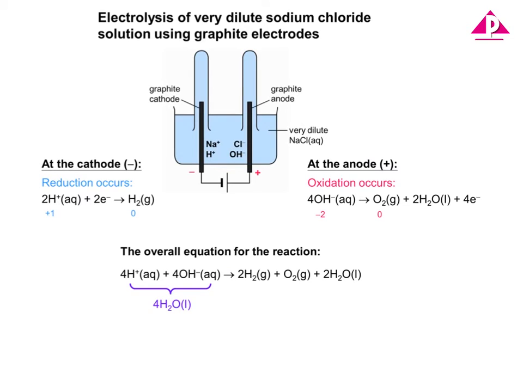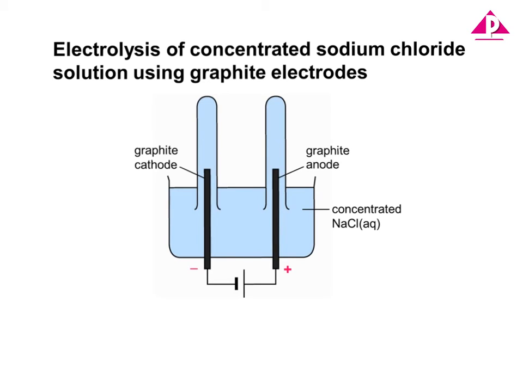Now combine the 2 half equations to get the overall equation for the reaction. As you can see, the electrolysis of a very dilute sodium chloride solution can be considered as the electrolysis of water. As electrolysis continues, water is decomposed. The sodium chloride solution gradually becomes more concentrated. However, the electrolysis would give different products if a concentrated sodium chloride solution is used instead.